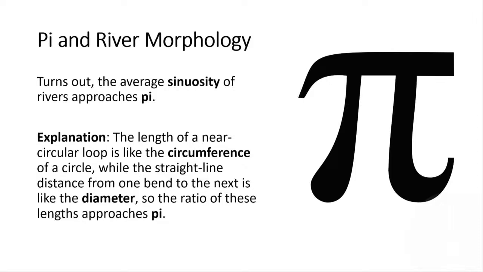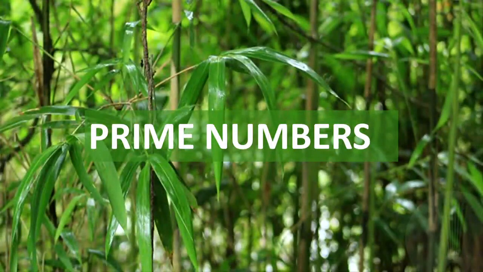But I haven't gone in and looked at all the rivers on Google Earth and done this myself, so do your own research. All right, so what about prime numbers? Where might we see these in the natural world?